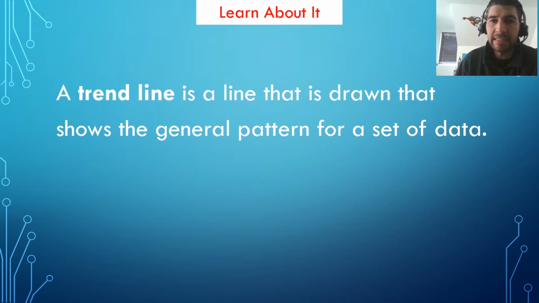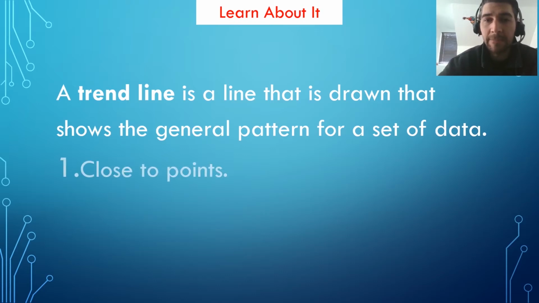A trend line is a line that is drawn that shows the general pattern for a set of data. Last week, we saw some linear and nonlinear associations, as well as some positive associations and some negative associations. This week, we're going to try and fit lines to linear associations, whether they are positive linear associations or negative linear associations. So the first thing that we decided was that it needs to be close to all of the points, as close as possible as it can be.